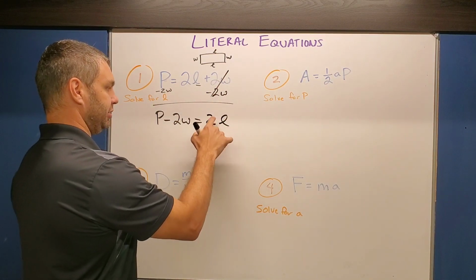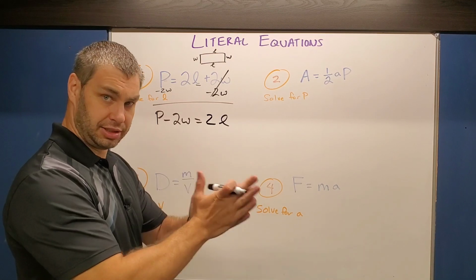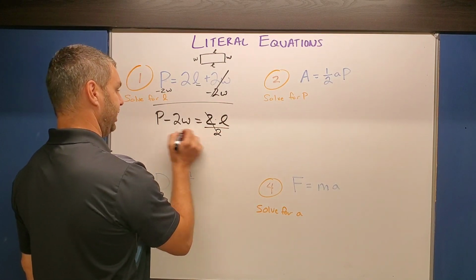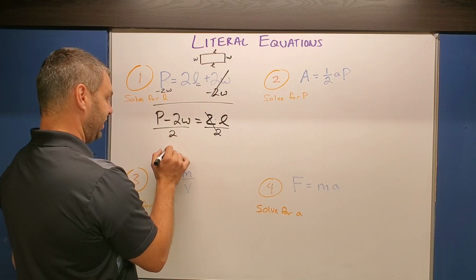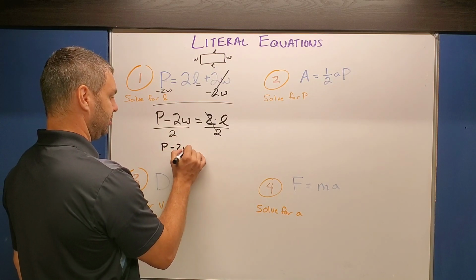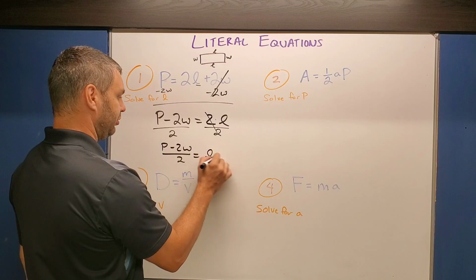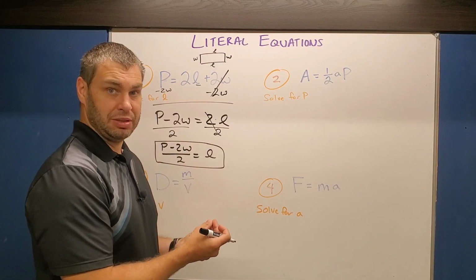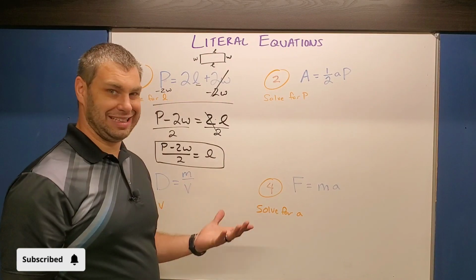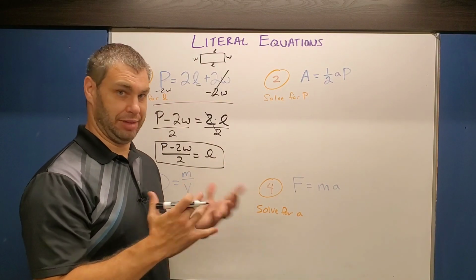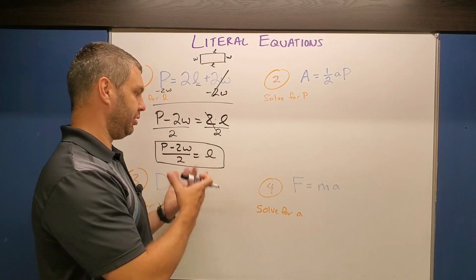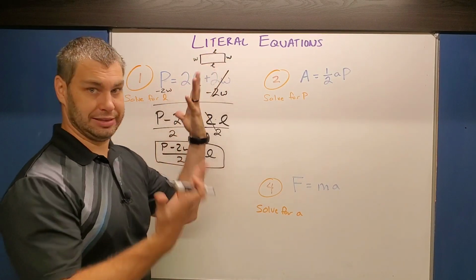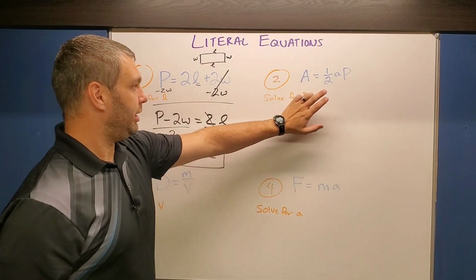2L. And what's going on between the 2 and the L if they're right next to each other? Multiplication. How do I undo multiplication? With division. So I'm going to divide both sides by 2. And then you just leave it like this. It's going to be P minus 2W over 2 equals L. All right? You don't get an answer or a single number, but you get what's left. And a lot of times when you use these equations in math and science, you'll have the other variables given to you so that you can plug those in and figure out what that rectangle's perimeter is or whatever.